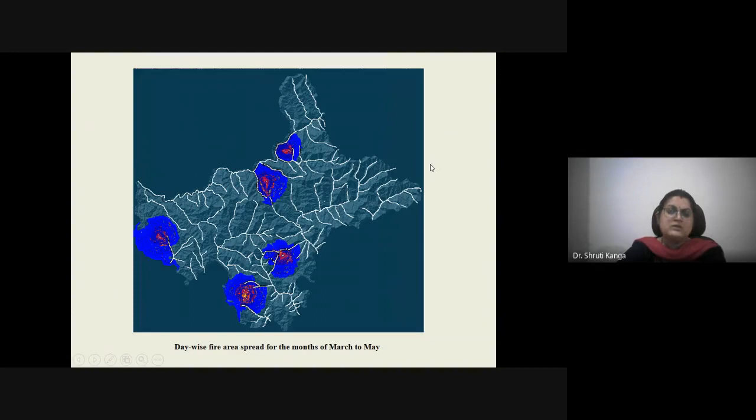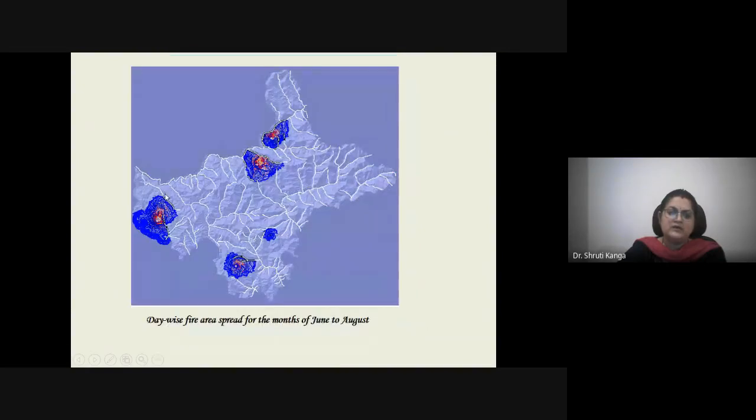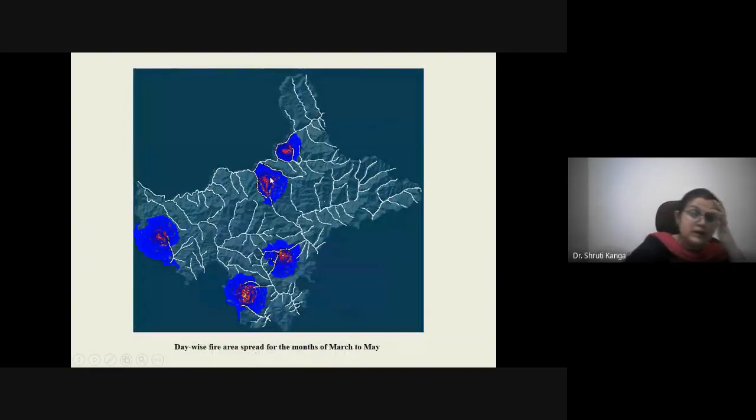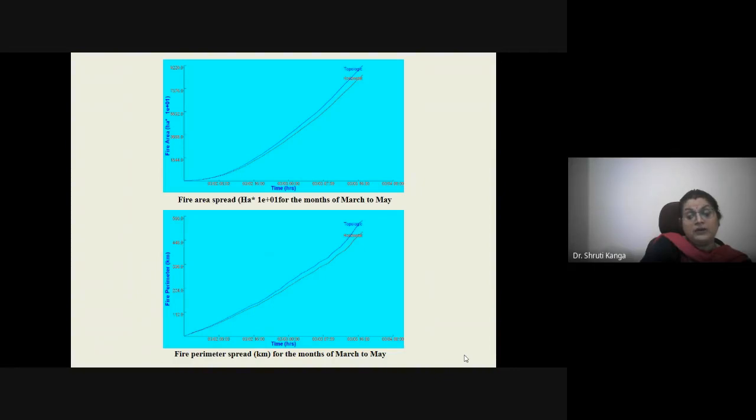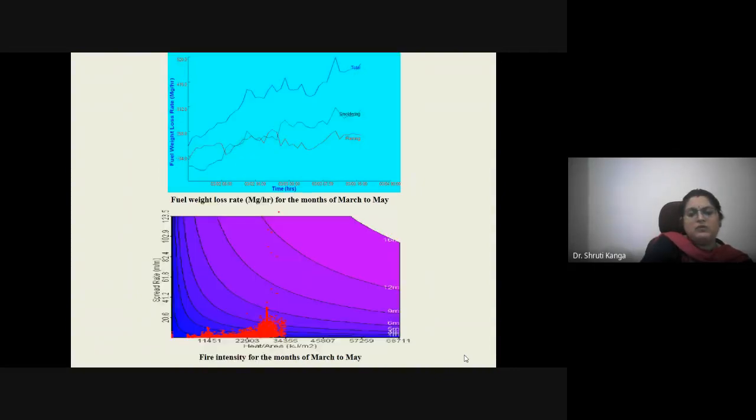Then, with the same input parameters, by changing the month we have also calculated the day wise fire spread for the month of March to May. Here again you can see the spread is more as compared to the previous one, where the spread is a little less. With the same points and the help of different parameters, if you simulate fire, you can see in March to May we have many more fires. This is again the fuel weight loss and the intensity of the fire for March to May, which we have calculated with the input parameters which I briefed you on in the previous slides.